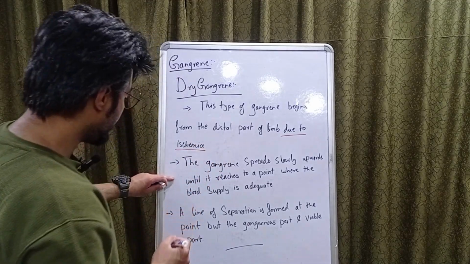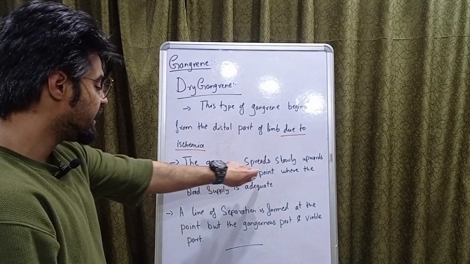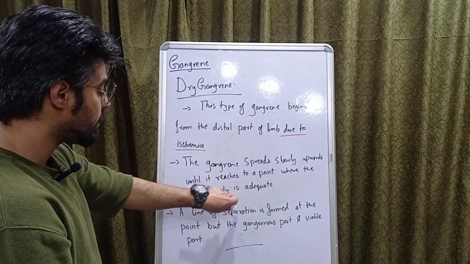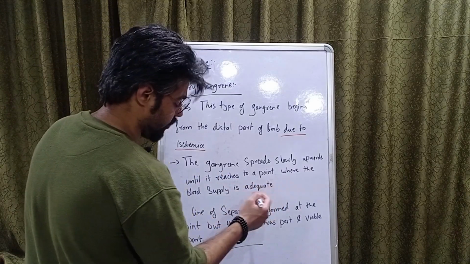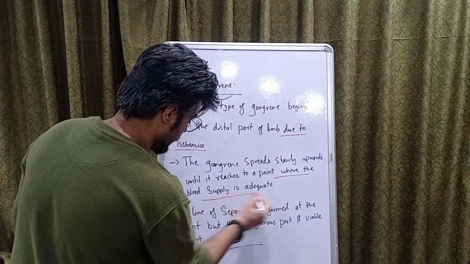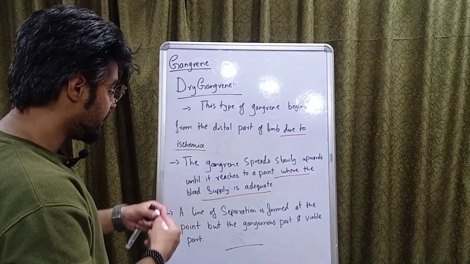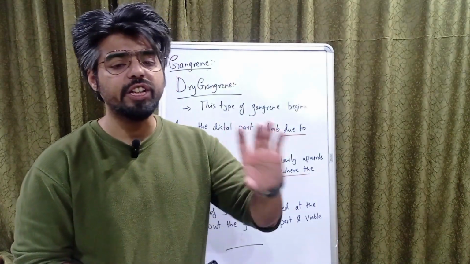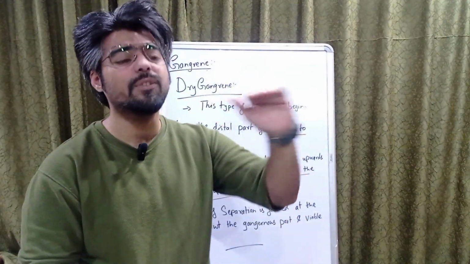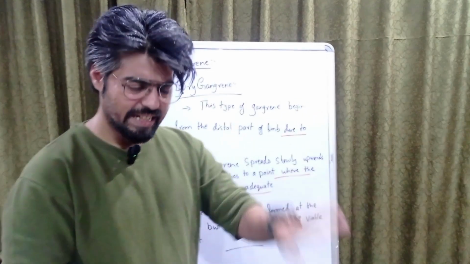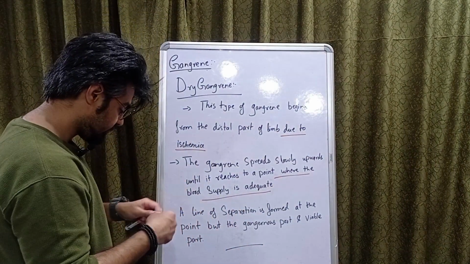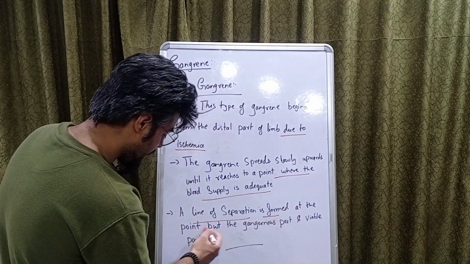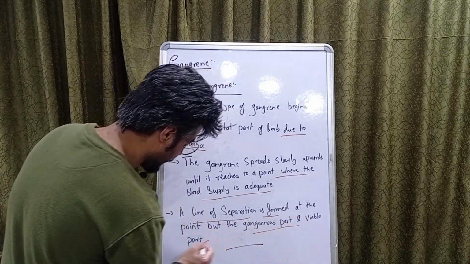The second step is that this gangrene spreads slowly upwards until it reaches the point where the blood supply is adequate. The gangrene will move slowly upwards until there is a good, rich blood supply, or enough blood supply. Next, a line of separation is formed at a point between the gangrenous part and the viable part.